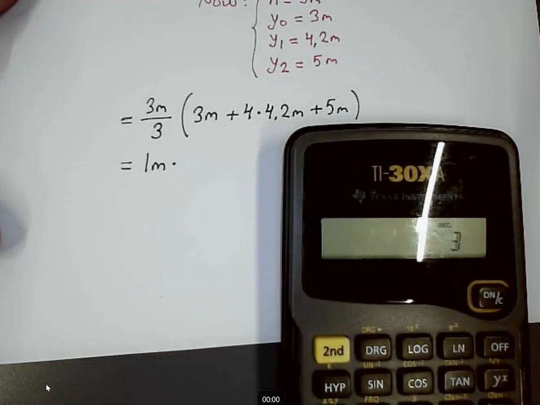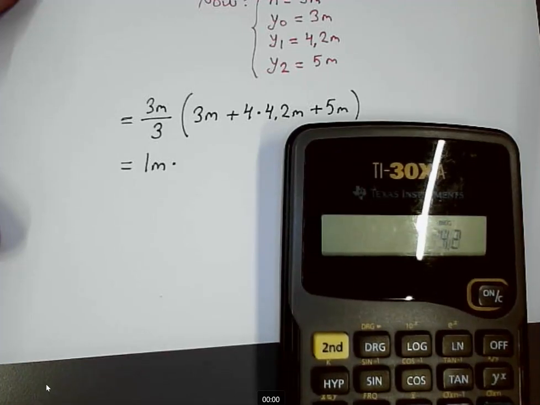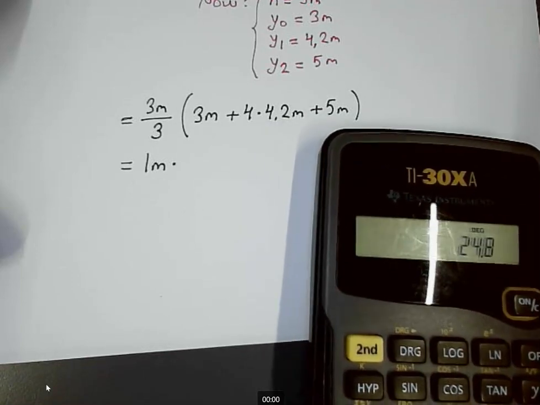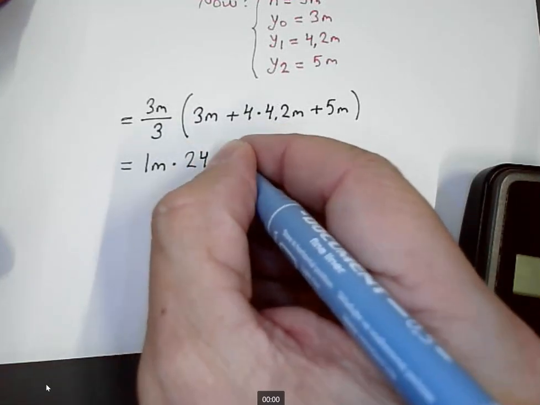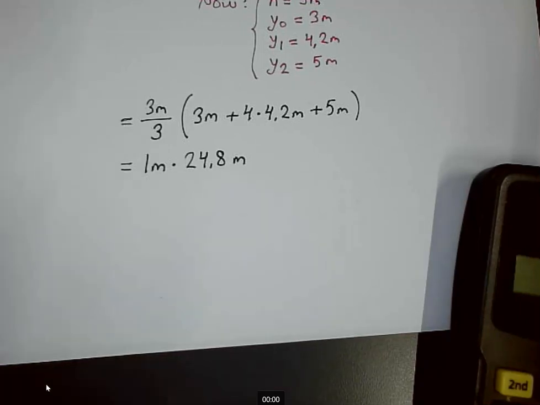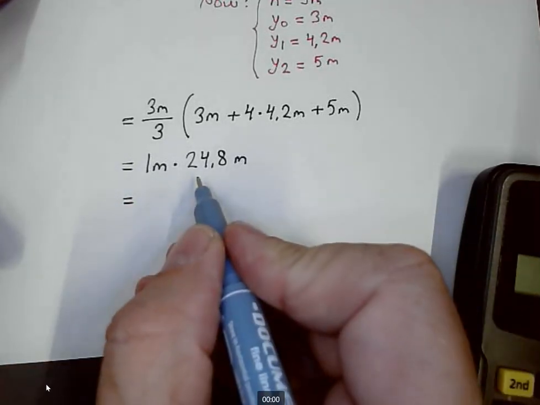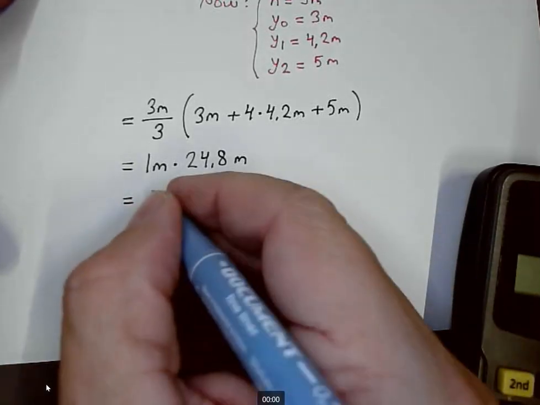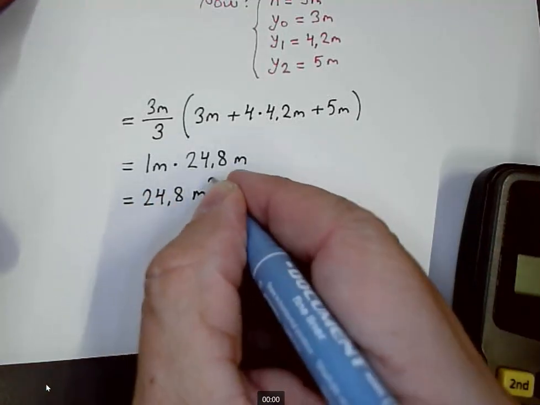3 plus 4 times 4.2 plus 5 is 24.8. And this is meters there. So actually this is 1 times 24.8, so it is 24.8 square meters.